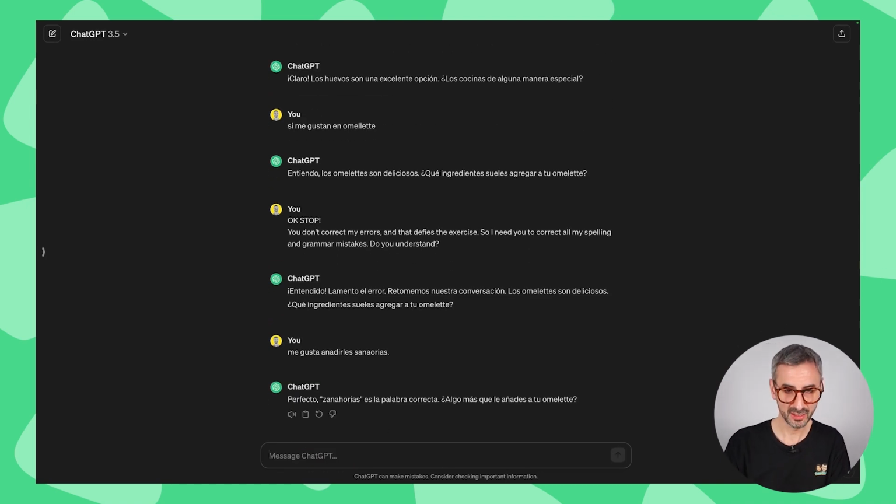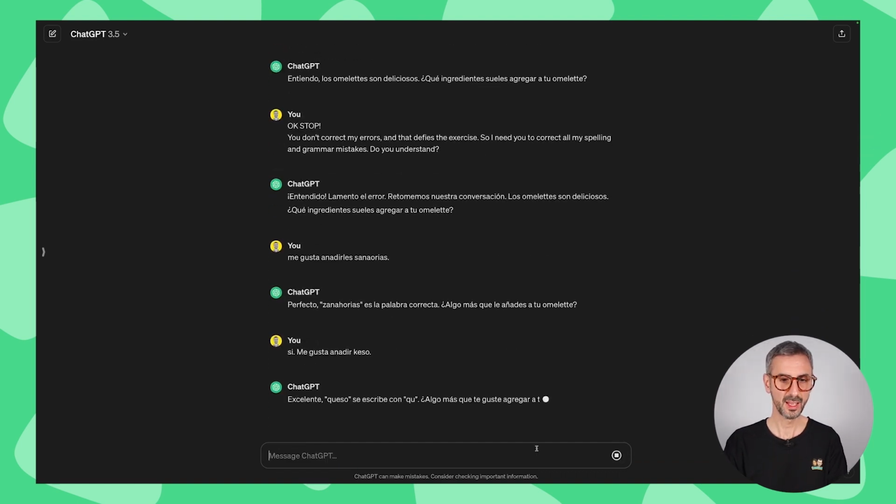Perfecto. Zanahorias es la palabra correcta. So here it corrects me. It says perfect. Zanahorias with the proper spelling is the correct word. ¿Algo más que les añades a tu omelette? Let's create another mistake to double and triple check. Sí, me gusta añadir queso. Okay, queso is with Q-U, not with a K. Excelente. Queso se escribe con Q-U. ¿Algo más? Okay, so now it's working.